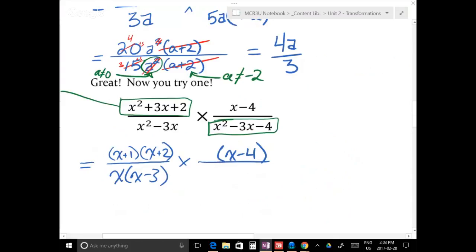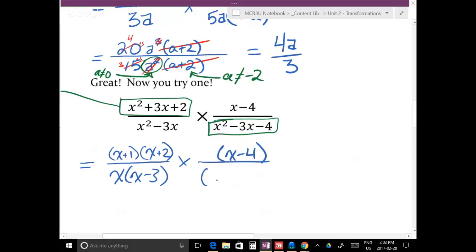Can I leave this one with you and walk around? The second one? We know what the answer is going to look like. Is there a number in front of this x here? No number in front of the x's in these brackets. So it's going to be an x and a number. I'll come around and see if I can find it.